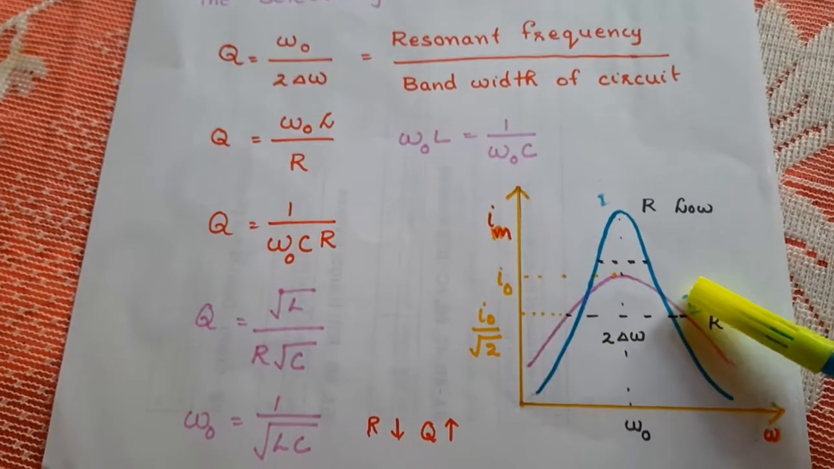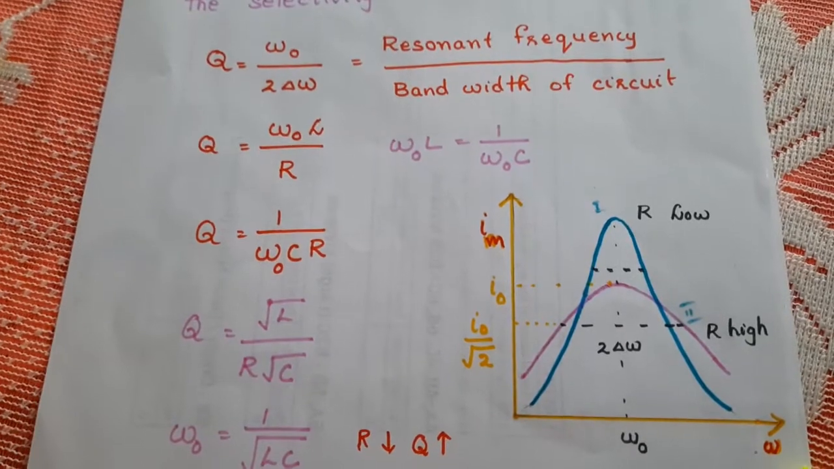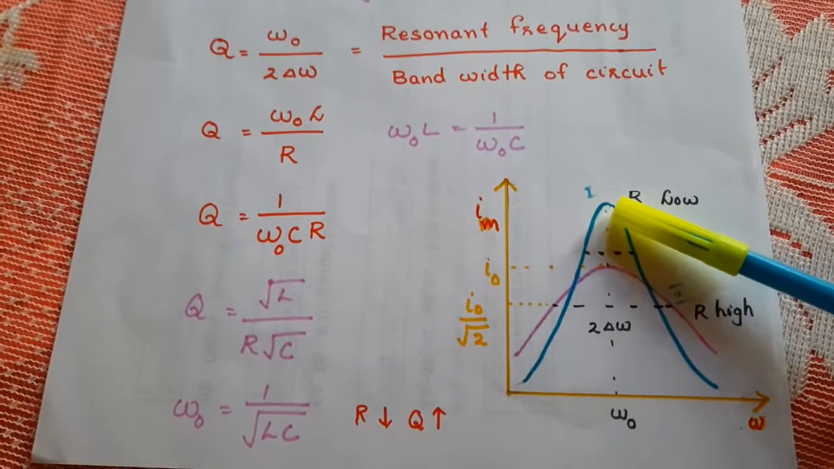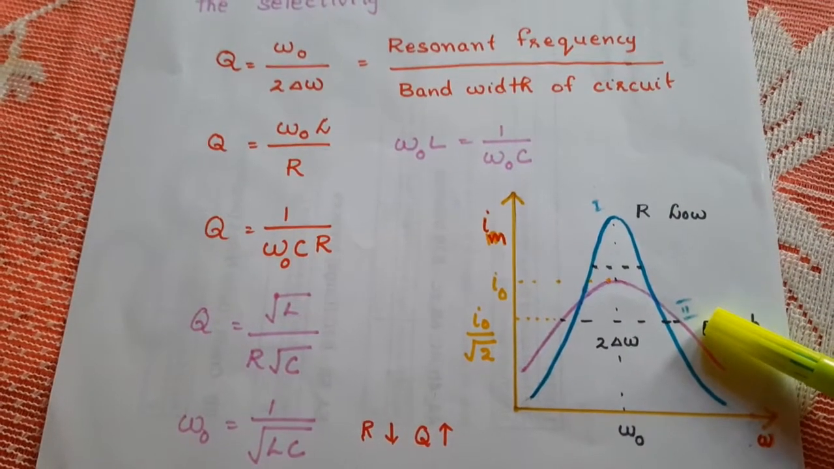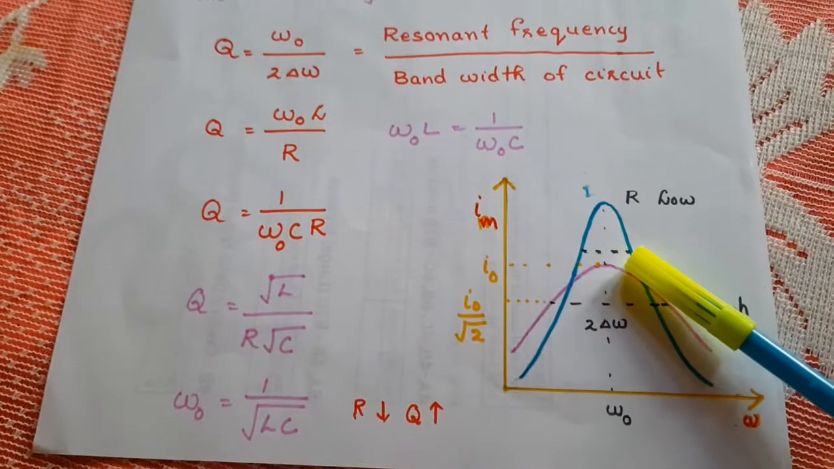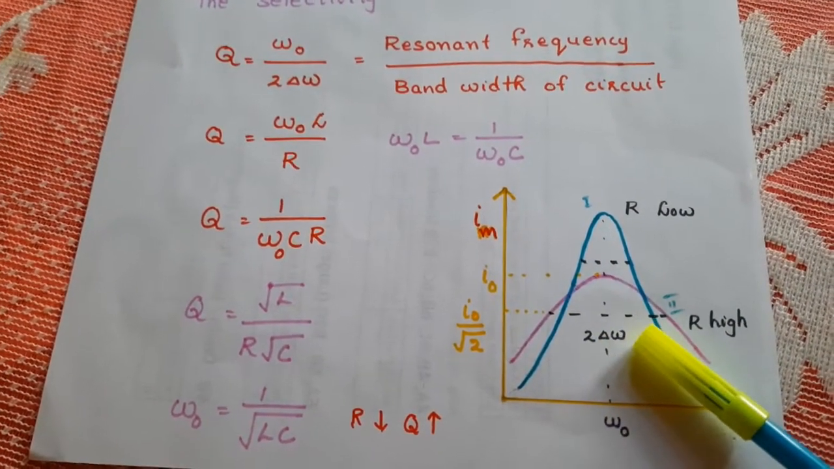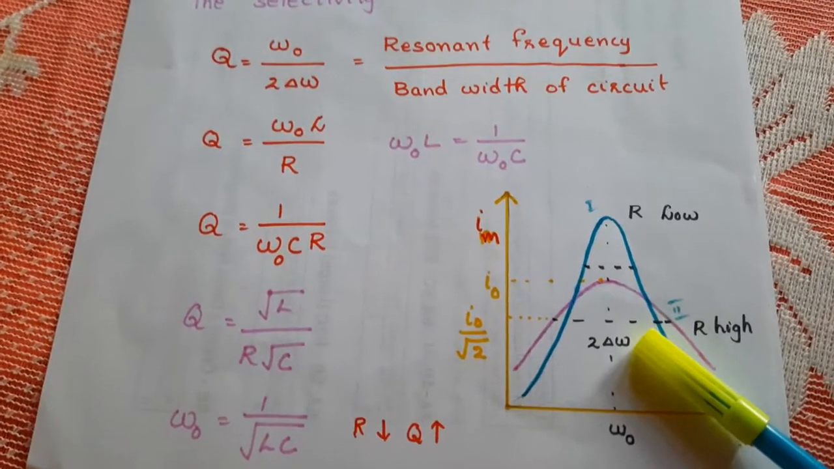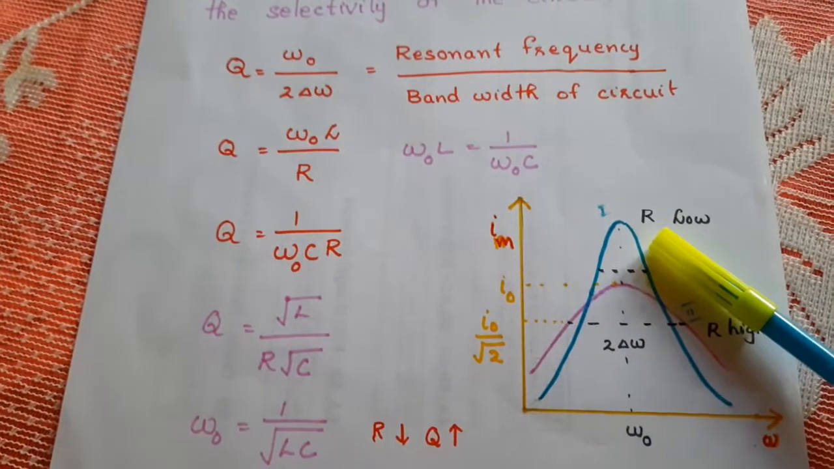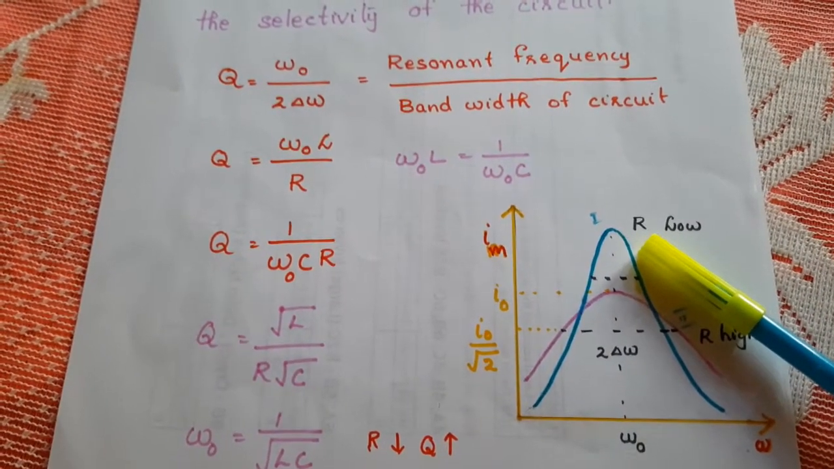The graph shows the variation of current amplitude with frequency for two different circuits, circuit 1 and circuit 2. For circuit 1, the bandwidth is less compared to the bandwidth of the second circuit. So circuit 1 is more sharp, or the quality factor is more for circuit 1.